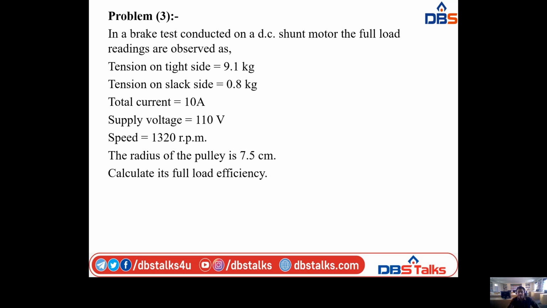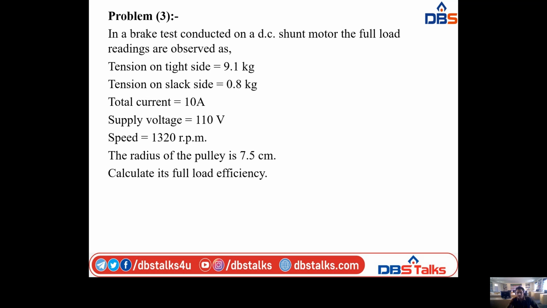Here they have given the weight W1 as 9.1, minus W2 as 0.8, into 9.81 into the radius 7.5 centimeters. I take the radius in meters as 0.075, because they gave centimeters, 7.5, but I changed it to meters. Finally we have the shaft torque value of the brake test of the DC motor, 6.1067 Newton meter, and we have to calculate the output power.